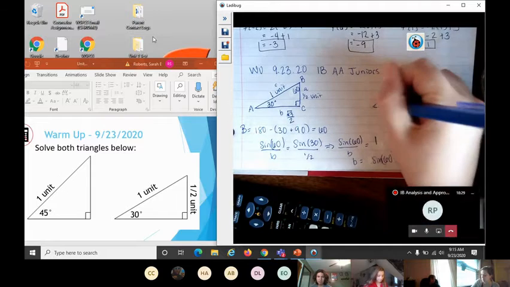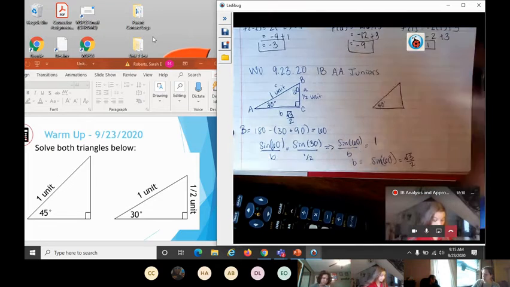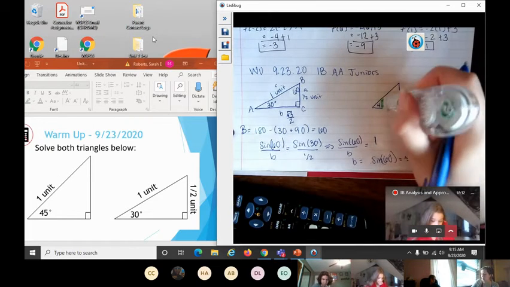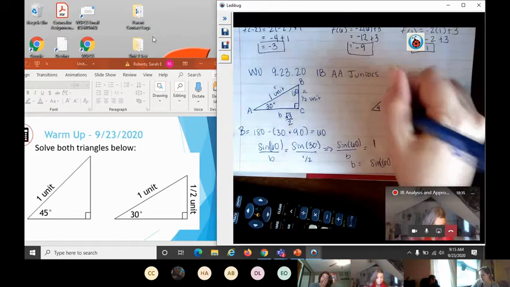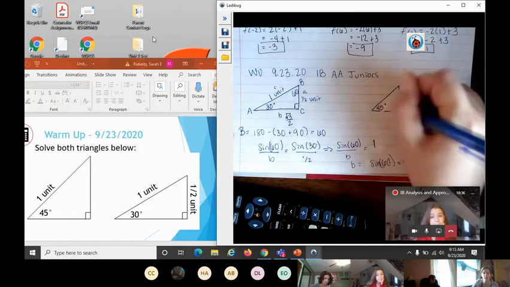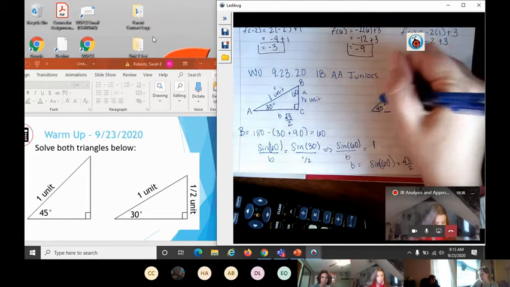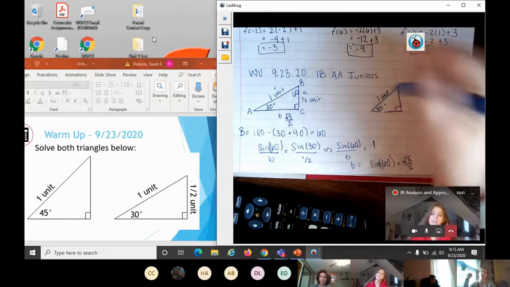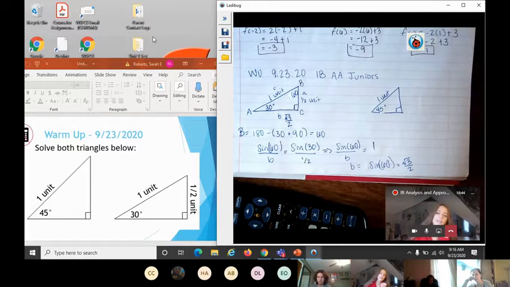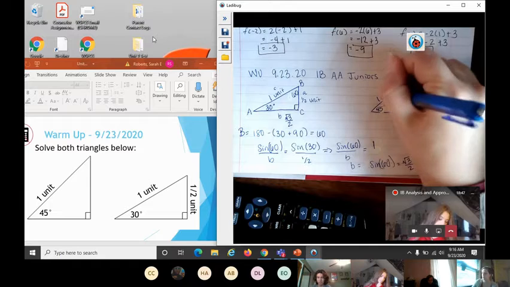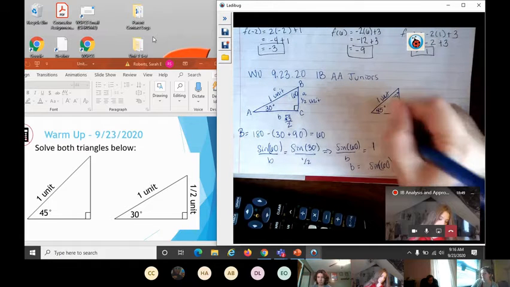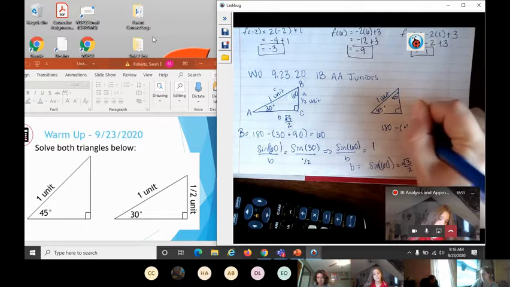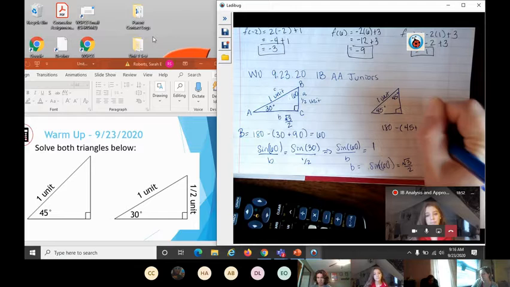Sure. Thank you. Oops, I've already messed up. So we are given that we have this 45-degree angle, a 90-degree angle, and that the hypotenuse is 1 unit. And so what can you do? You can infer that the other angle is 45 degrees. Yeah, good. And that's because 180 minus the sum of 45 and 90 should give you 45.